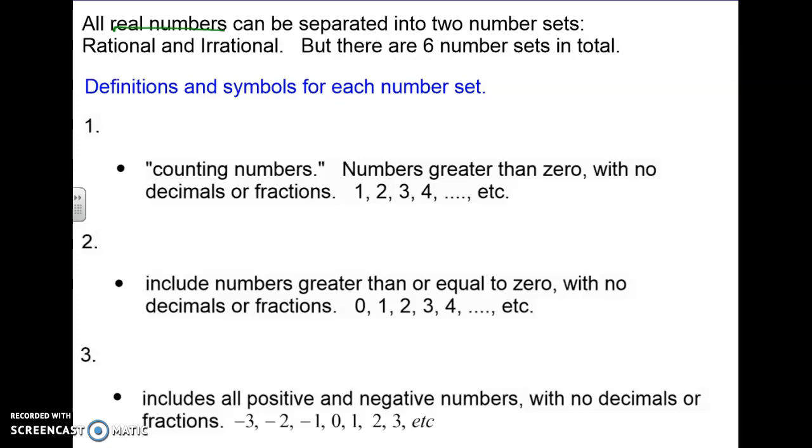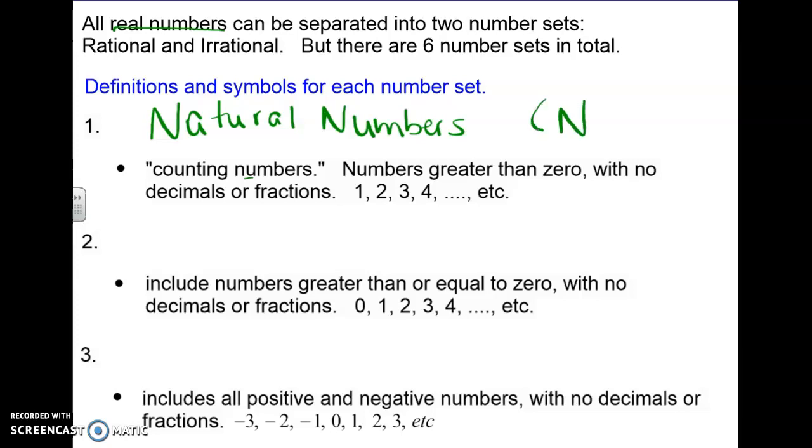When we started counting numbers, we started with the numbers 1, 2, 3, 4, and so on. They were numbers greater than 0, but had no decimals or fractions. We're going to call those numbers natural numbers. And mathematicians abbreviate natural numbers using the letter N, an uppercase N. So that's our number system that we learn right from babies.